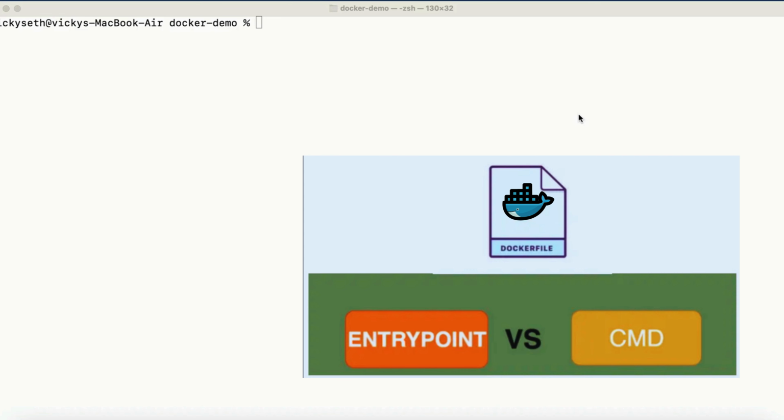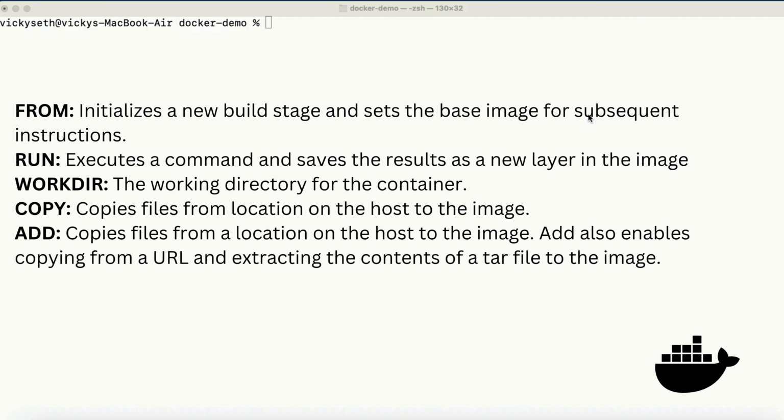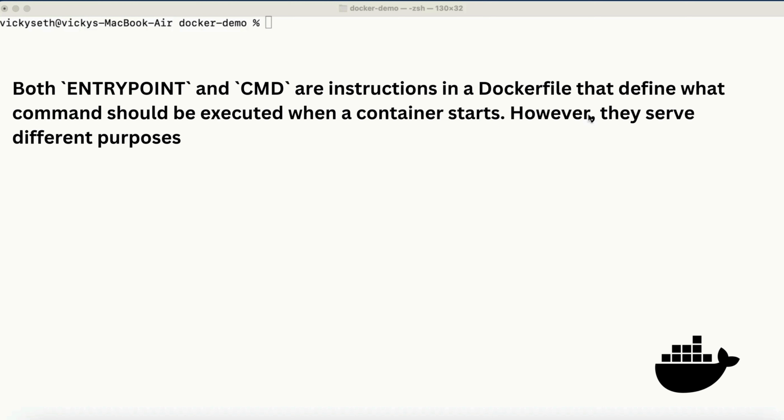ENTRYPOINT and CMD are parameters of a Dockerfile. Like the other parameters, such as FROM, RUN, COPY, ADD, and WORKDIR, in the same way we have ENTRYPOINT and CMD. Both of these commands are used to provide information during the container startup, but there is a difference.